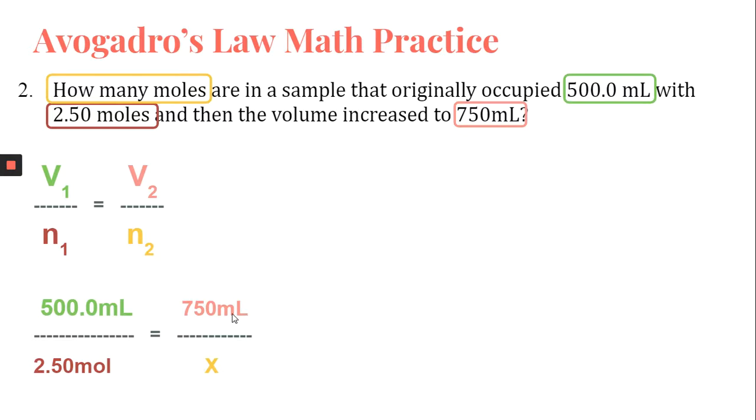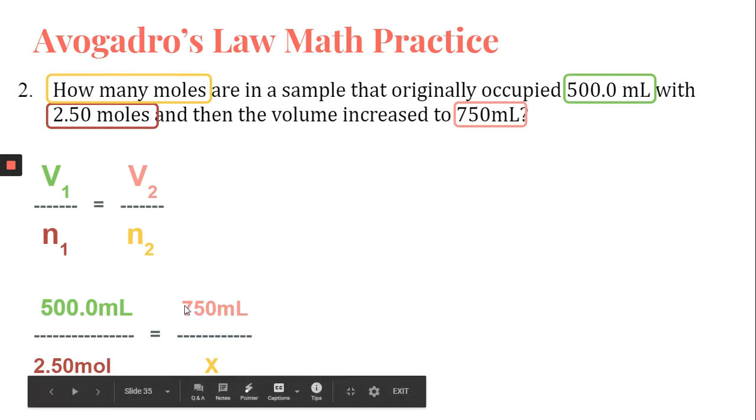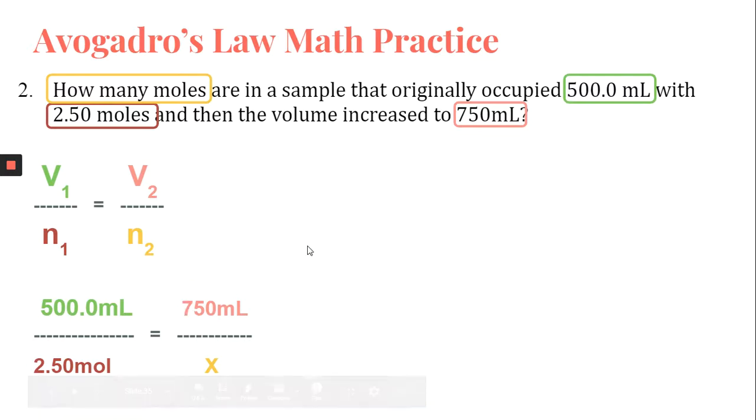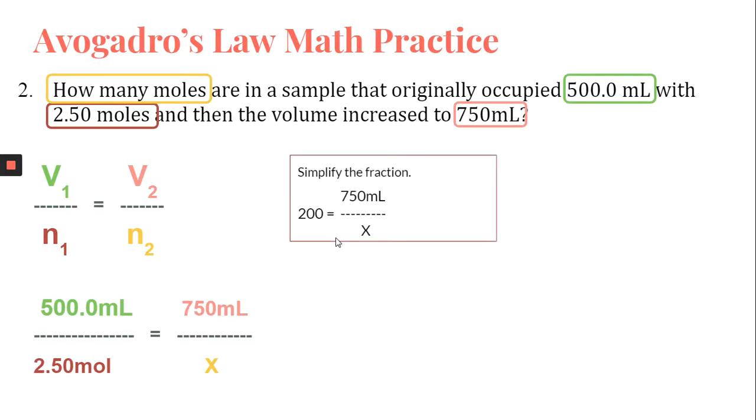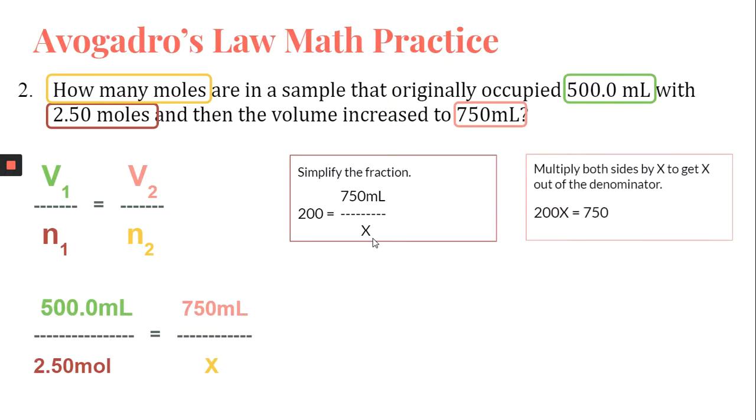The first thing that I want to do to start solving for x is to simplify that fraction, dividing 500 by 2.5 moles. That's going to get me 200 equal to 750 milliliters divided by x. Now, we don't like to have x in a fraction ever. The only way we can get x out of that fraction is to multiply both sides by x to get x out of the denominator. So I multiply both sides and I end up with 200x is equal to 750 milliliters.